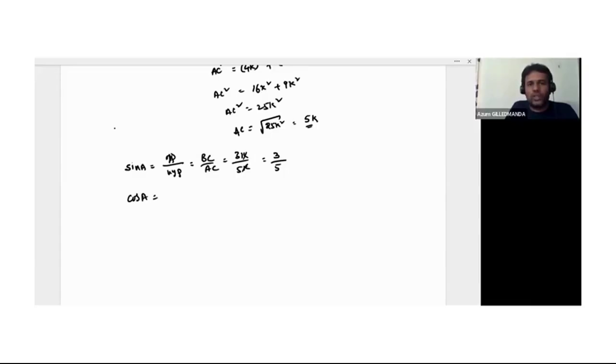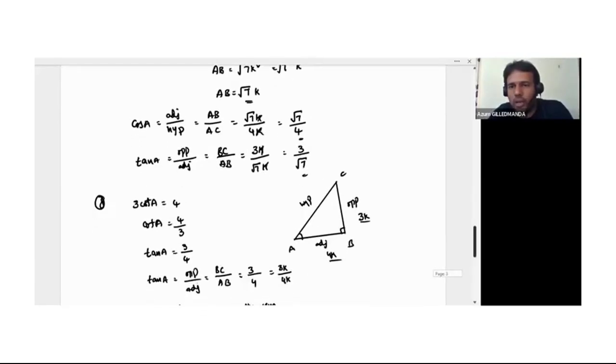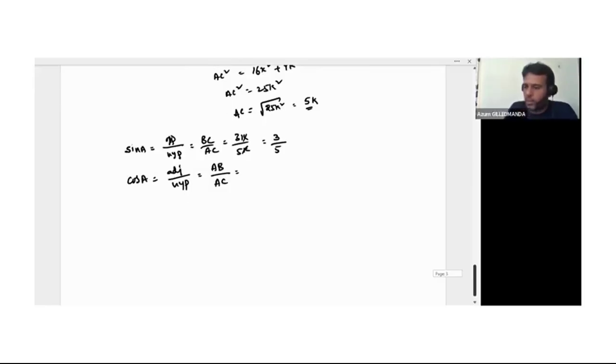Now let's find cos A. Cos A is adjacent by hypotenuse. So what is adjacent? AB by AC. So what is AB? Go back to the triangle. AB is 4K, hypotenuse is 5K. So 4K by 5K.